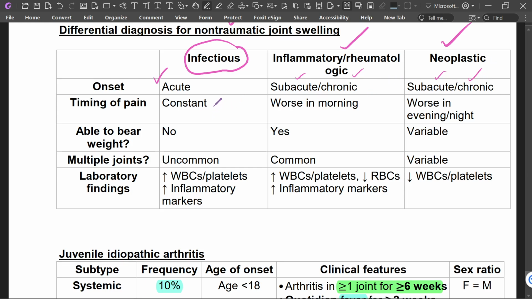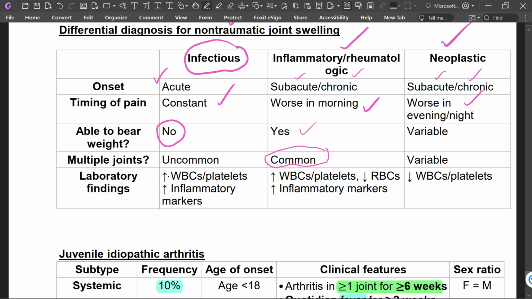In infectious, the timing of the pain is constant, and rheumatologic or inflammatory is worse in the morning, and neoplastic is worse in the evening or night. In infectious, able to bear weight? No. In inflammatory, they are able to bear weight, and neoplastic is variable. Multiple joint involvement is uncommon in infectious, but in rheumatologic there is involvement of multiple joints, and neoplastic is always variable.